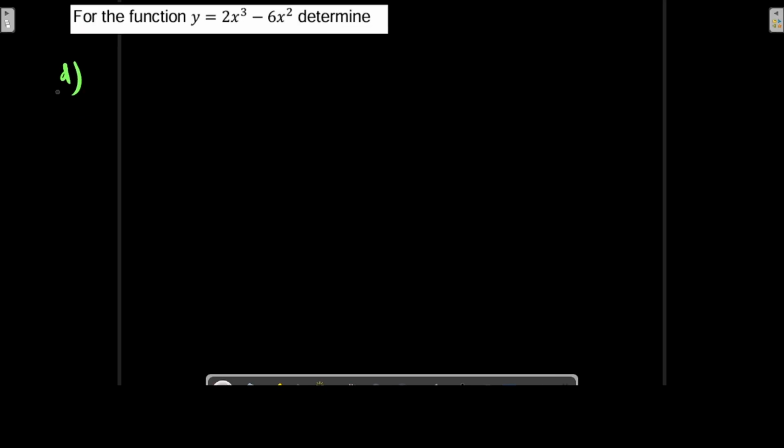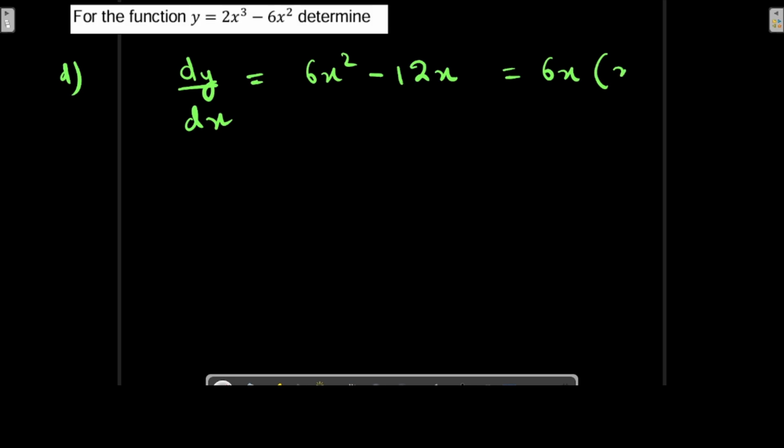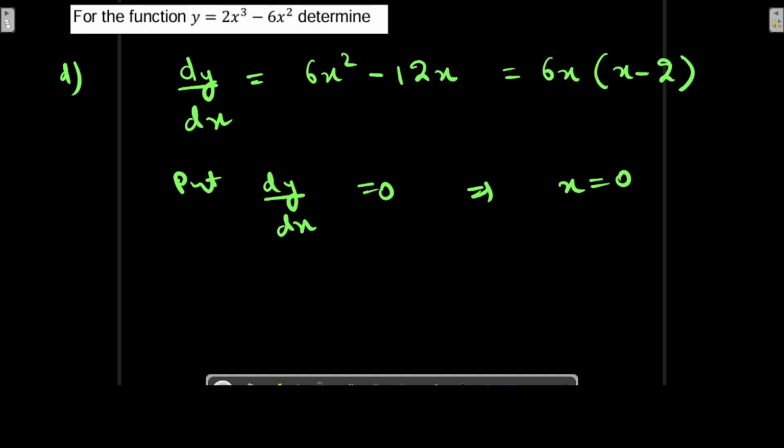So for the D part, for the stationary point, what is dy by dx? It's 6x square minus 12x. If I pull out a 6x, it will give you x minus 2. Now put your dy by dx is equal to 0. So what will you get? Either x is equal to 0 or x is equal to 2.